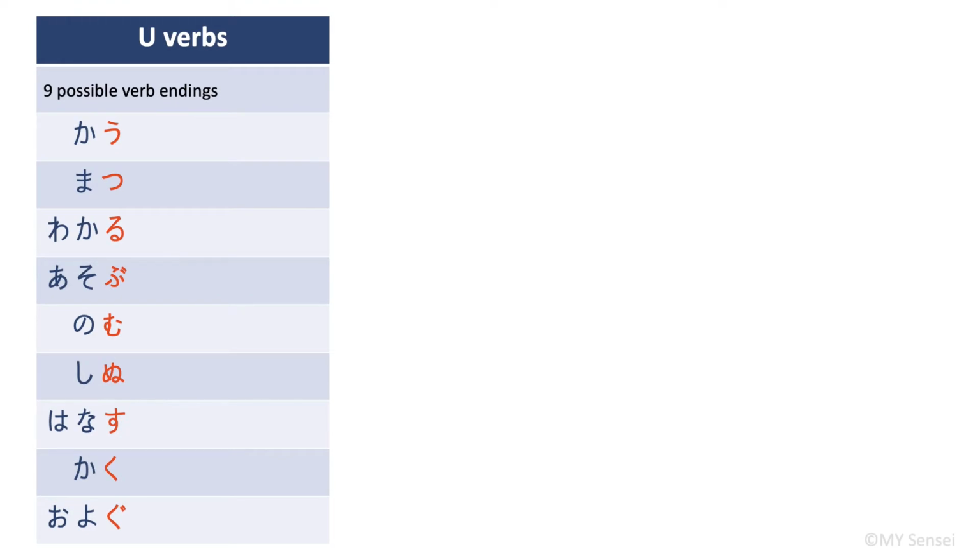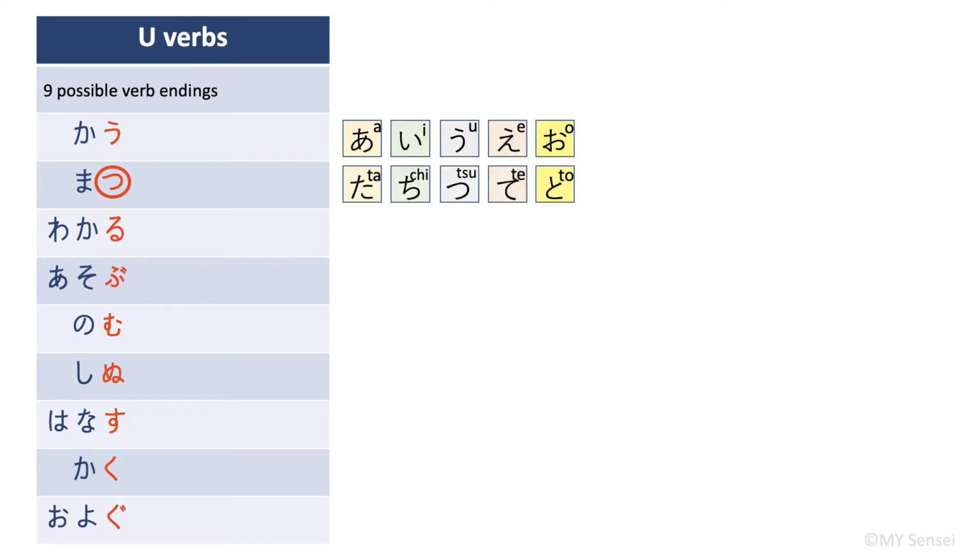This time we are going to conjugate the U verbs. As I mentioned earlier, there are 9 possible endings. They all have the U endings. Let's look at kau first that ends with U. When you first learned hiragana, you learned a, i, u, e, o, and U is a part of this row. Let's move down to matsu, to wait, and its ending is tsu, and tsu is a part of the ta-chi-tsu-te-to row. The third word you see here is wakaru, which has the Ru ending, and Ru is a part of the ra-ri-ru-re-ro row. Here's the rest of the table.